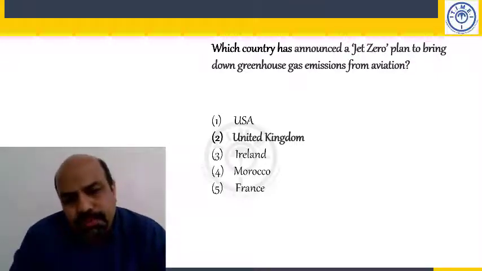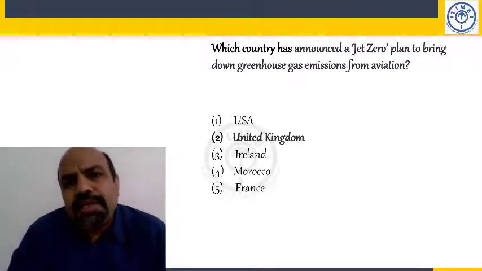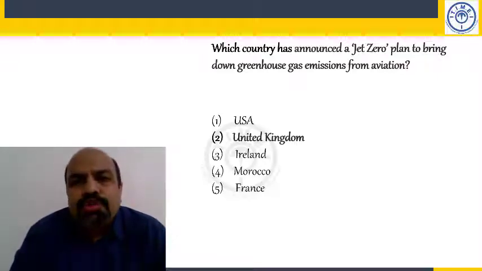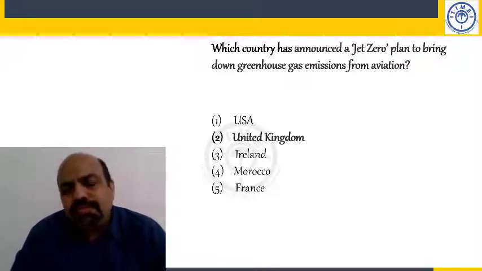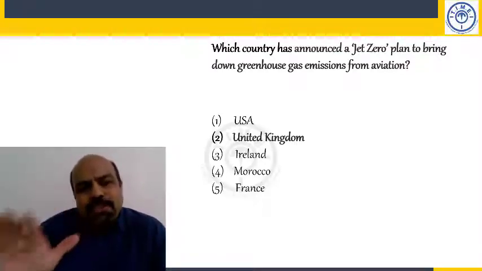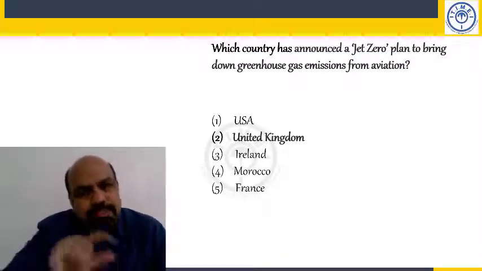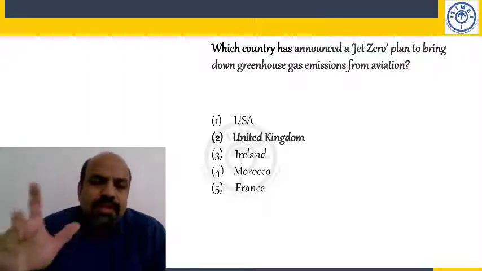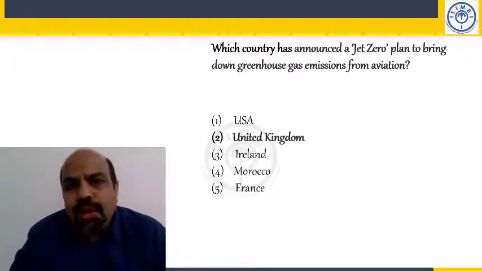Next, what is the capital of Ireland? Dublin, D-U-B-L-I-N, Dublin. I didn't want to give that, but anyway, Ireland, capital is Dublin. The Prime Minister is Micheál Martin. The currency is Euro, E-U-R, Euro.